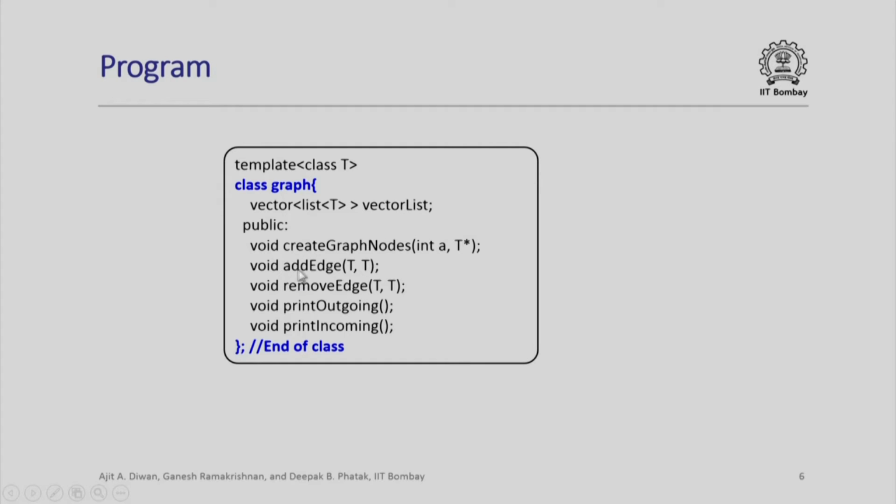Then we have add edge, remove edge. Currently, we are describing them as void because there is nothing to be returned. We just either add an edge or remove an edge based on the prescription that is given through parameters. Similarly, we have a function to print outgoing edges and a function to print incoming edges. That is a simple description of the class.